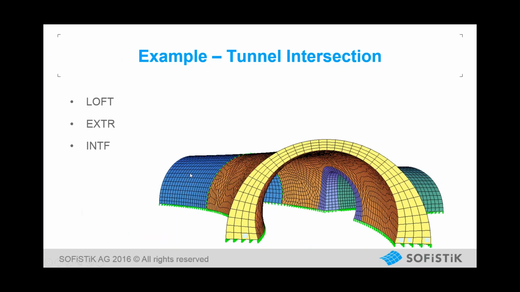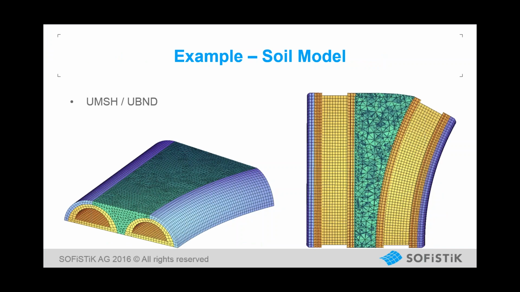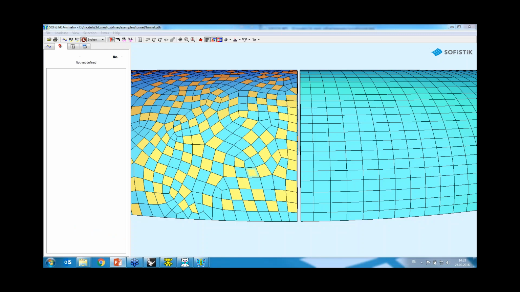Now, we have seen how to use lofting, extrusion, and interface. As the last example, it is very brief. We are going to see how we can use UMesh command to generate tetrahedral elements. This is something that is often required when the volume we want to mesh is not possible to be meshed with a structured mesh, or if the resulting hexahedral elements are skewed or of bad quality, then as a last resort we have tetrahedral elements that we can use.